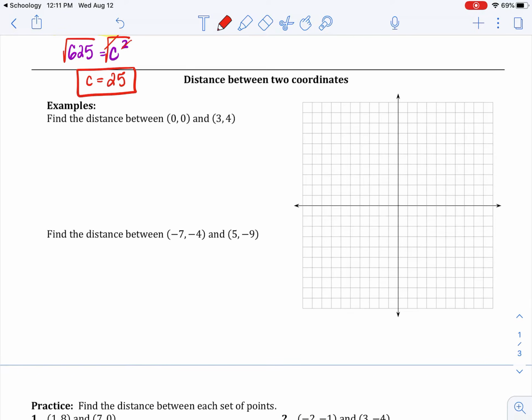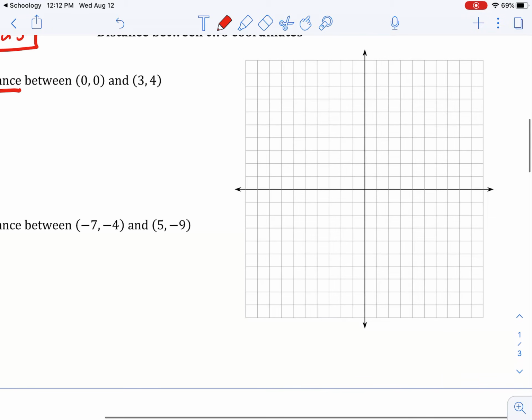Okay. Next, we need to talk about distance, okay? So the distance between two coordinate points. This one says find the distance between 0, 0, and 3, 4. If you're asking yourself, can I use the distance formula? Of course you can. But what you should notice is that there's graph paper off to the side. Do you have to use the graph paper? No, you don't have to. Yes, you can just use the distance formula. But the graph paper is provided, and I think it's easier to use the graph paper for this type of problem. So if it says find the distance, I'm going to graph those 2 points.